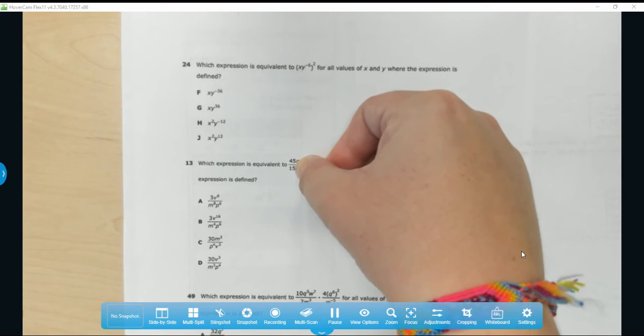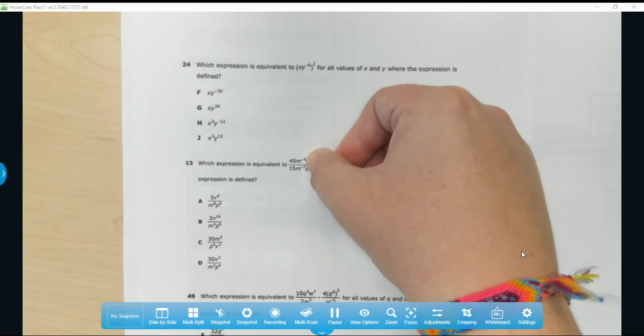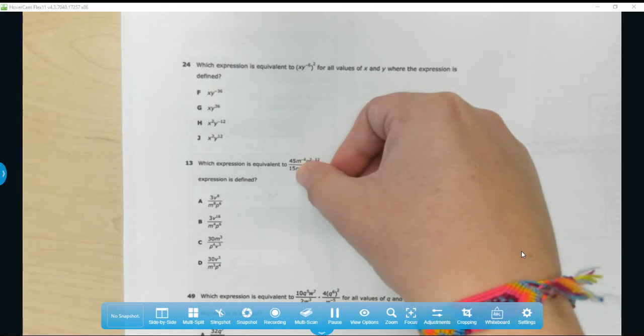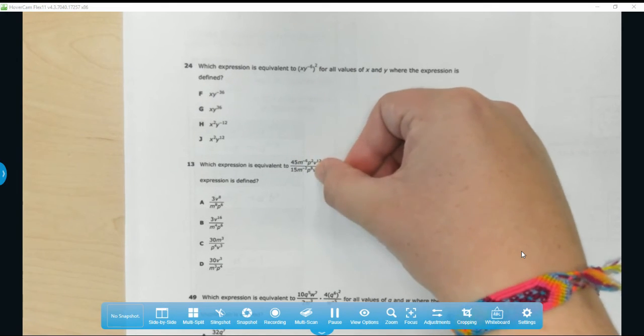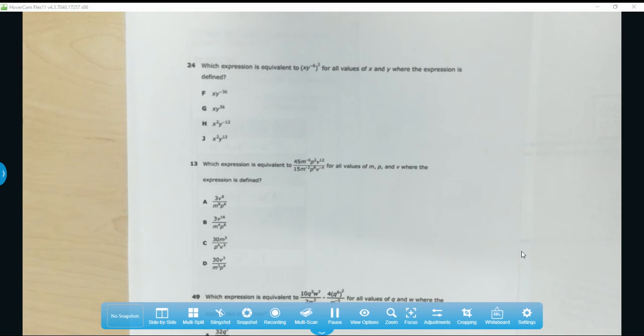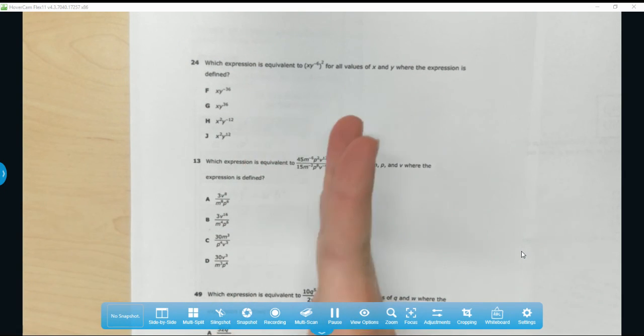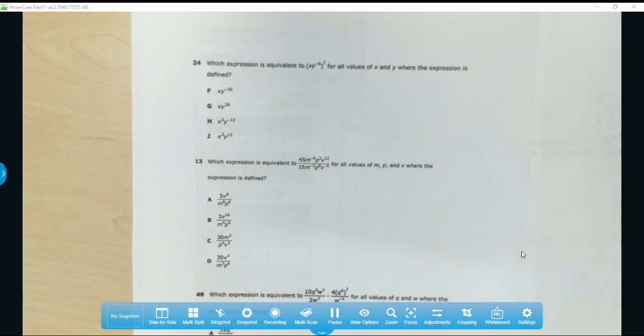Simplify 45 over 15. Simplify m to the negative 6 over m to the negative 2. p squared over p to the 8th power. You're just going to simplify one term at a time until you get to the end. Break it apart. For example, on this one, you can make 4 different fractions and then put it back together at the end. Whatever works for you. If you're looking at these, just go one term at a time. And remember those rules. Use your sheet as needed.